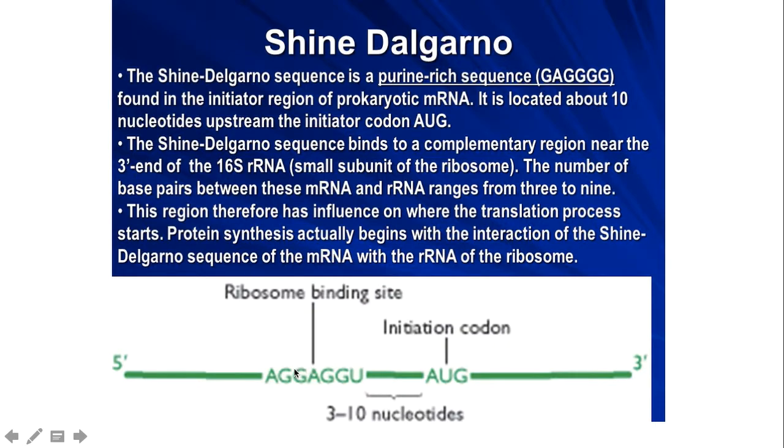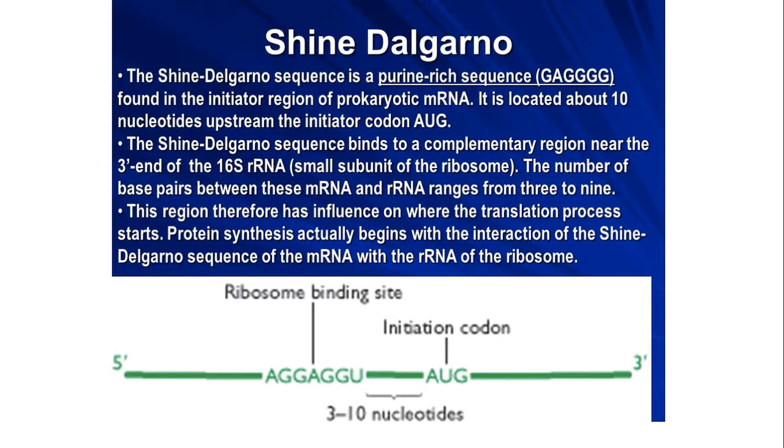So the Shine-Dalgarno sequence is this AGGAGGU. It's a purine-rich sequence. And you notice there's a different sequence up here. The reason this is a different sequence is because the Shine-Dalgarno sequence can differ a little bit, but it tends to be about 10 nucleotides upstream of this first codon. This is where the ribosome binds. So we do like to look at where is a sequence that matches up with this ribosome binding site. Where the sequence is influences where the translation starts.